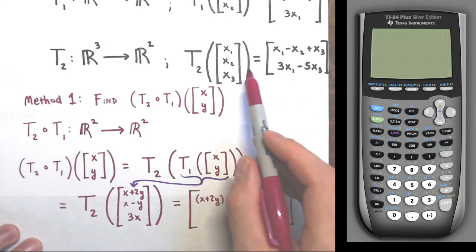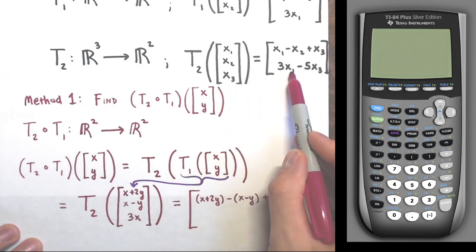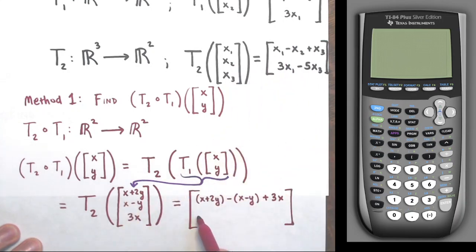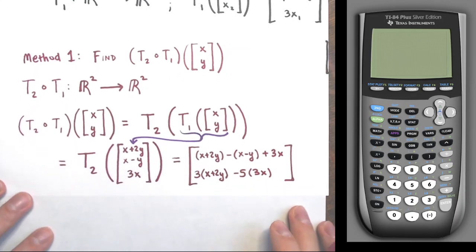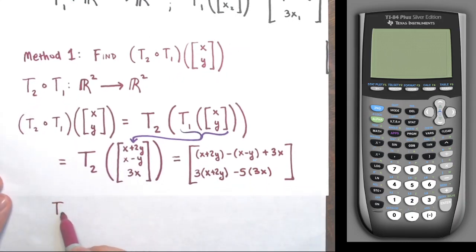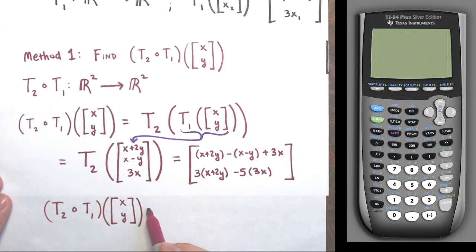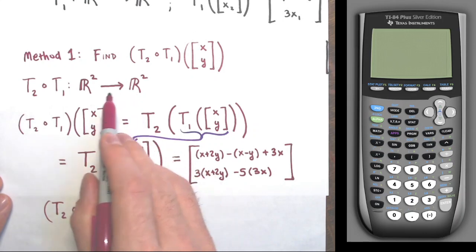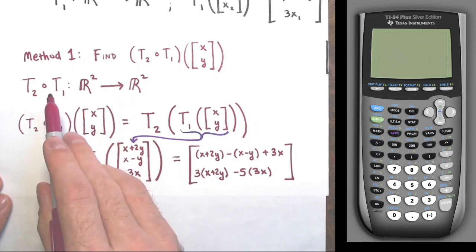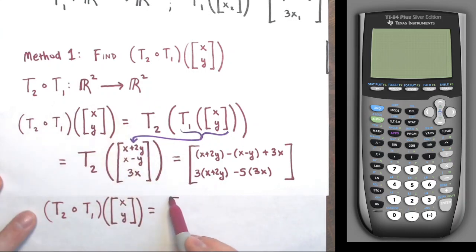Alright, then the second component in the outputs of T2 is 3 times x1, 3 times the first component, so 3 times the quantity x plus 2y, and then minus 5 times the third component, so minus 5 times the 3x. Alright, and then we'll simplify this. So the value of T2 composed with T1 at some input from R2, right, from the domain xy, will be equal to, and again, the outputs of this composition, this composite transformation, is also from R2.